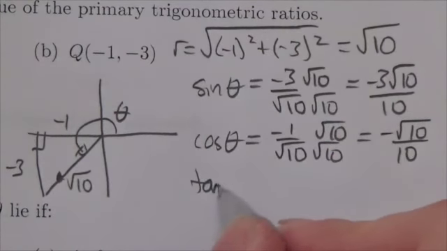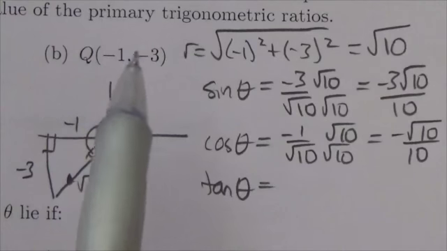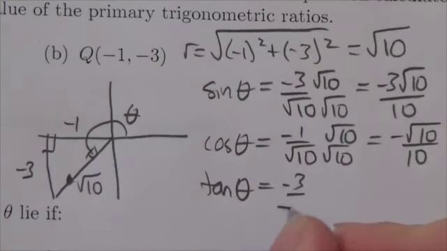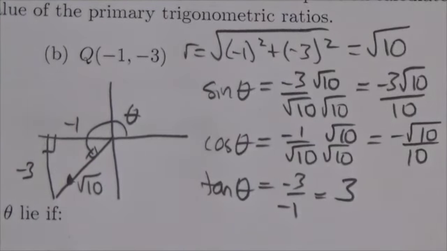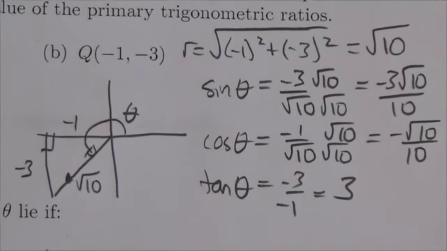And then finally, the tangent of theta. Tangent is the y-coordinate over the x-coordinate. Okay, so y-coordinate over the x-coordinate, so -3 over -1, which will just equal +3 when I simplify that. Okay, and I really should go and take it that one step further. And so those are the three primary trig ratios.